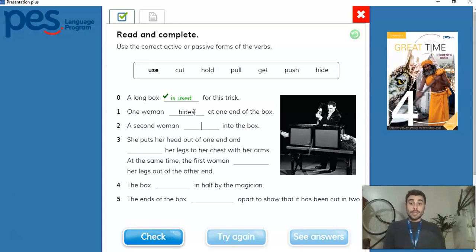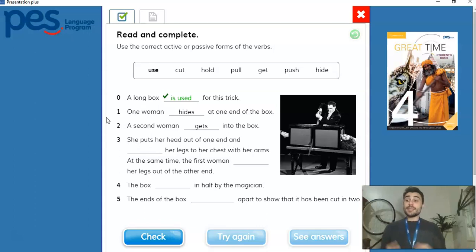Let's see number 2. A second woman into the box. So, again, we don't have by here, so we don't have like this idea of being done by someone else. So probably active voice as well. So a second woman gets into the box. Number 3, she puts her head out of one end and what? Also here we have she puts. So this is active. So probably the next part is also active as well, right?